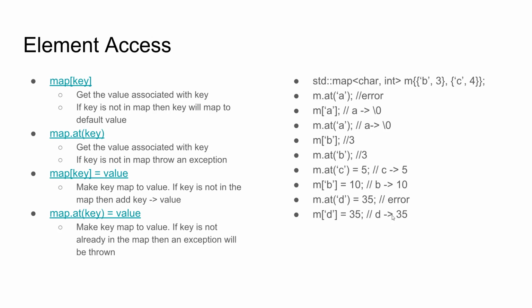So my question to you is, when should you prefer to use .at, and when should you prefer to use the square bracket? You should use .at when you want to be guaranteed that that thing has to be in the map, right? And if it's not in the map, you want that error to be reported. You would use the square bracket if you didn't care if it was in there, and if it wasn't in there, you wanted it to be added. Does that make sense?